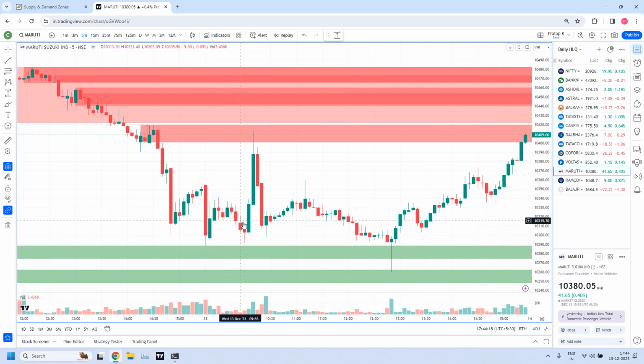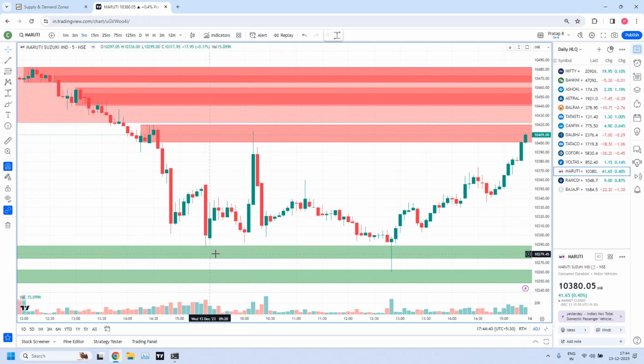They moved up, again came close to this zone. If anybody missed an entry, probably you would have got it when prices reached near this. Generally, what we do, we add just 1 or 2 rupees, because this is a 10,000 stock, probably we will add some 10 rupees as a buffer before this, and we will take an entry.